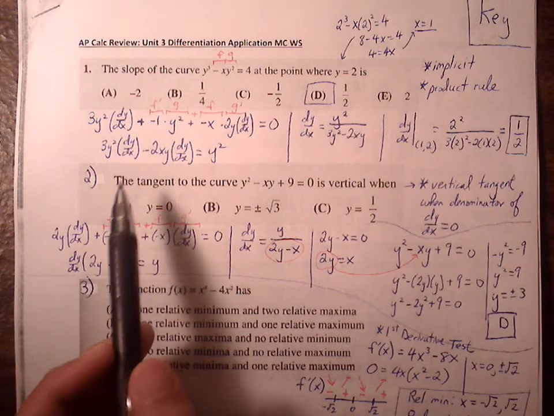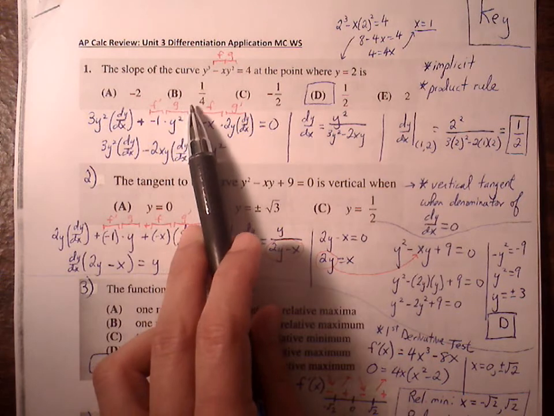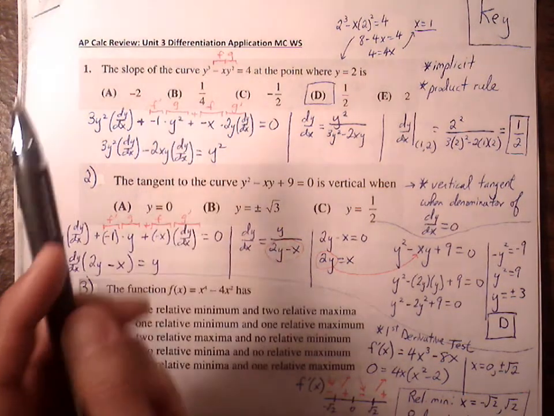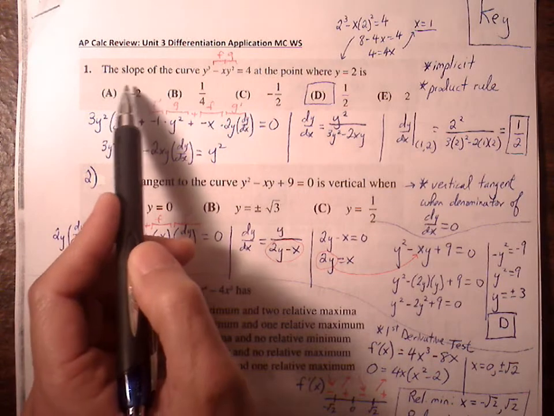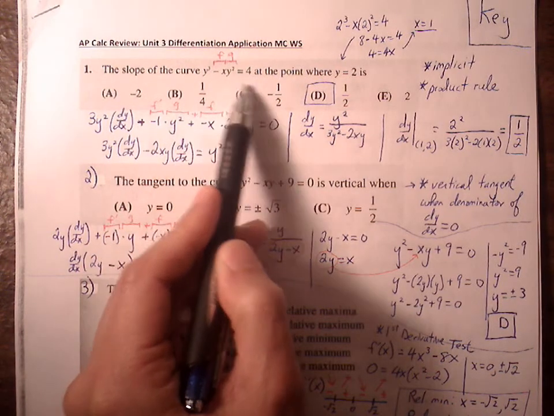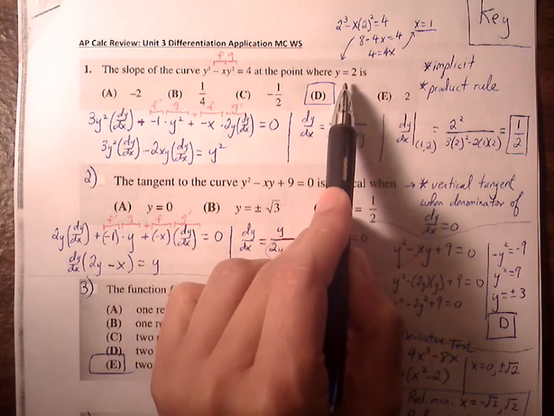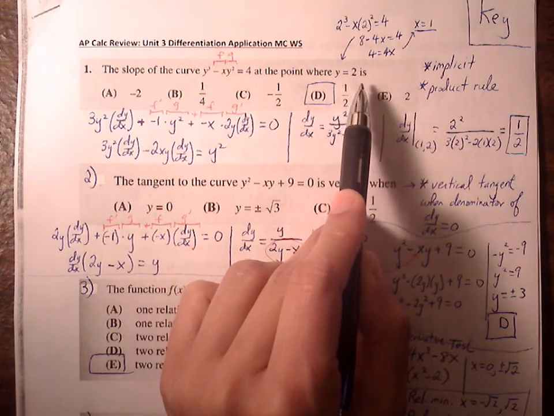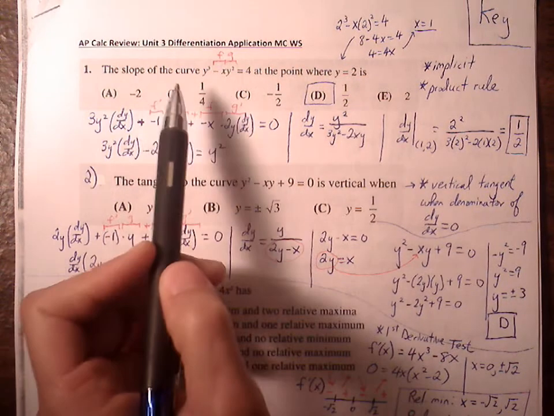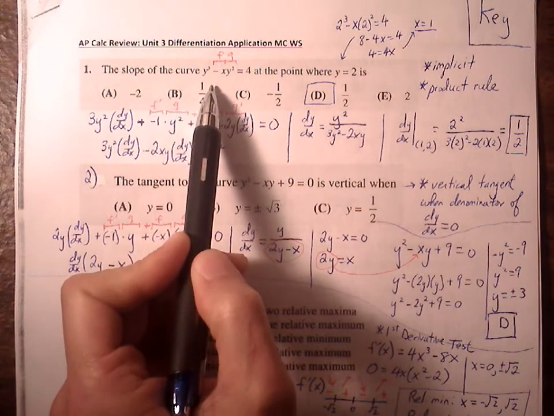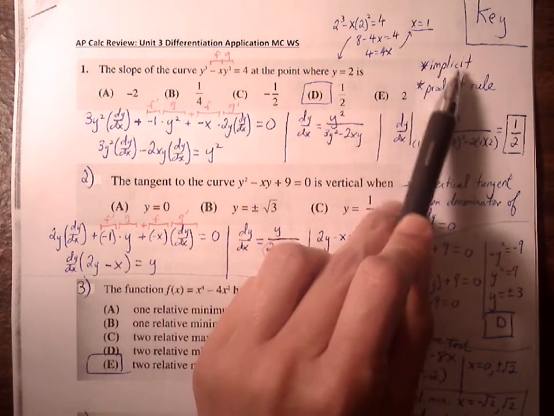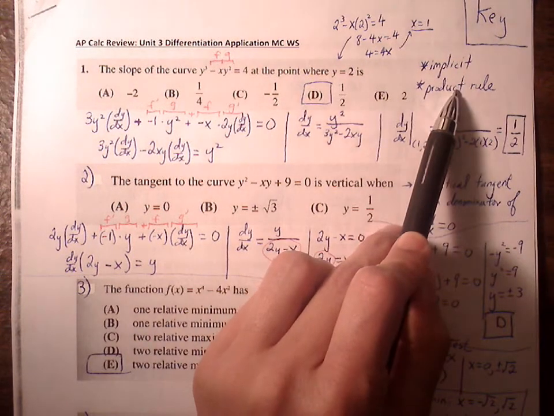Okay, let's walk through this Unit 3 differentiation application multiple choice worksheet, AP review. Number 1 says the slope of the curve y cubed minus xy squared equals 4 at the point where y is equal to 2 is... So we're trying to find a derivative at a point. We're going to have to involve implicit differentiation and product rule.